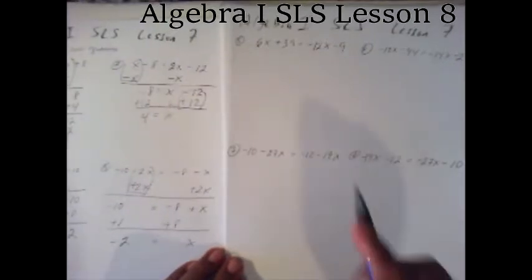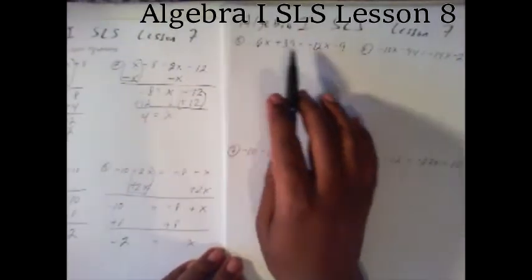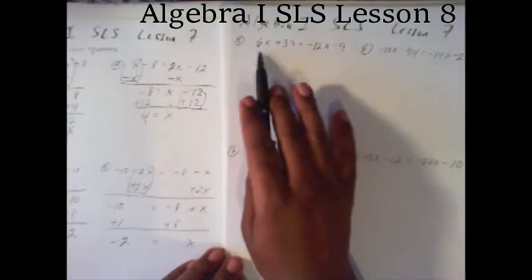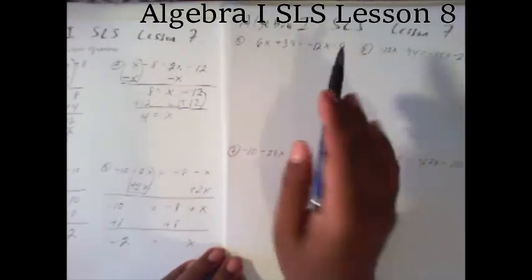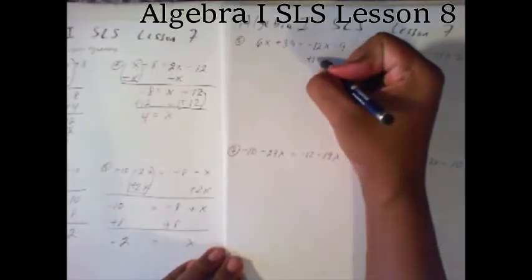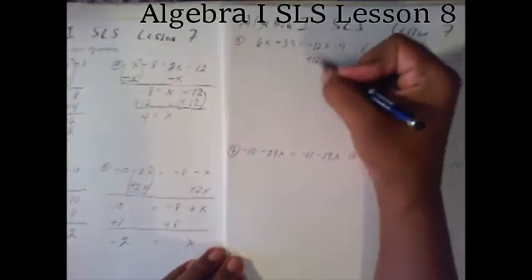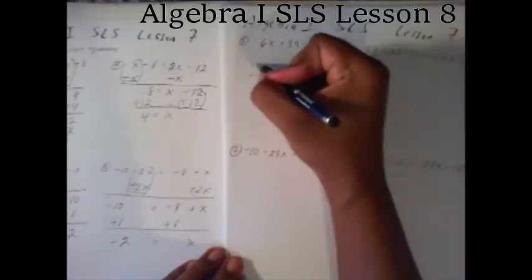Next, number 5. I see I have 6x's over here and negative 12x's over there. This is the larger side. This is the smaller side, so this is the one we're going to get rid of, the negative 12x. So I'm going to add 12x to this side to eliminate the x's from the right. What we do to one side, we'll do to the other.